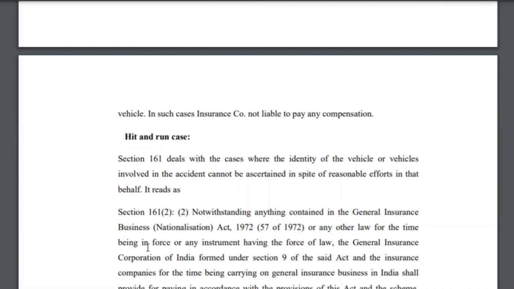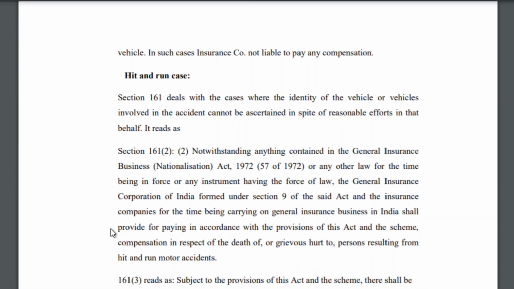With regard to hit and run cases, it is also very much relevant. Section 161 deals with cases where the identity of the vehicle or vehicles involved in an accident cannot be ascertained in spite of reasonable efforts. For such cases, a solatium fund has to be framed by the government. In hit and run cases where the identity of the vehicle has not been established, the solatium fund scheme came into being under section 163.